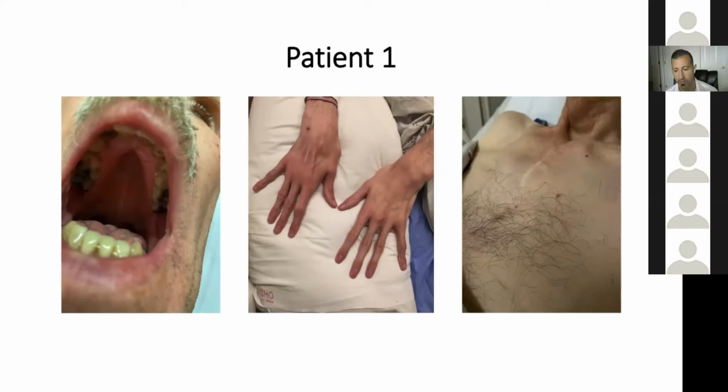There are three pictures here. One of the patient's mouth, one of his hands, and one of his chest wall. And feel free to use the chat at this time to tell us what findings are present here in this case. And how can you unify it to make a diagnosis?